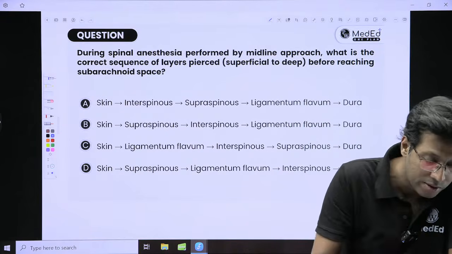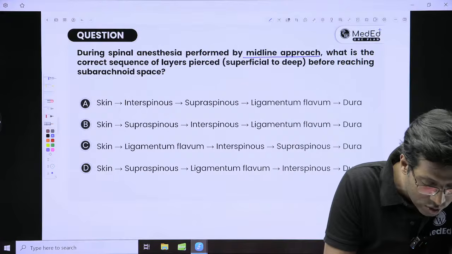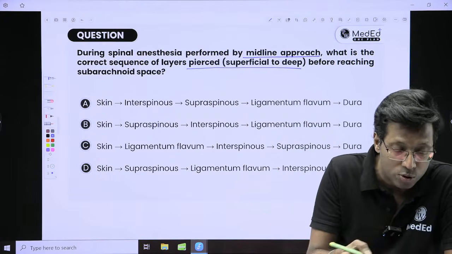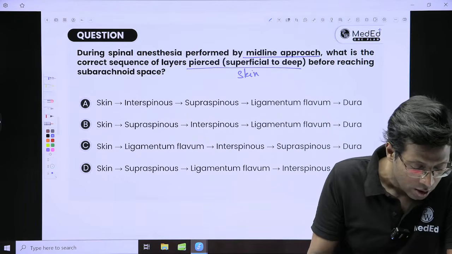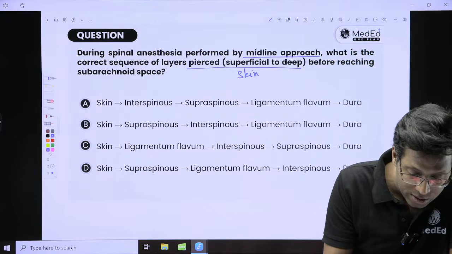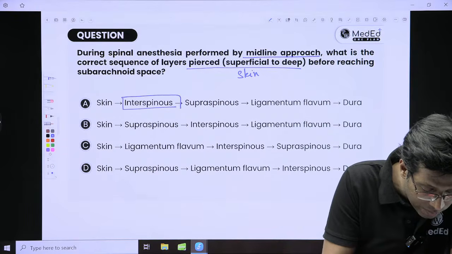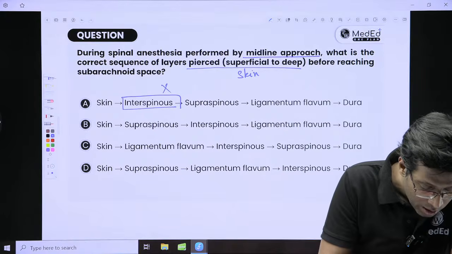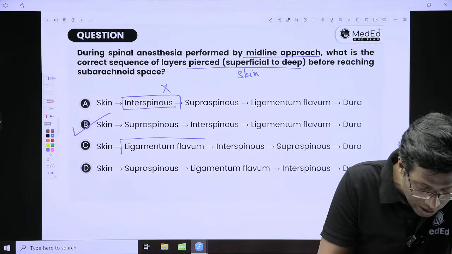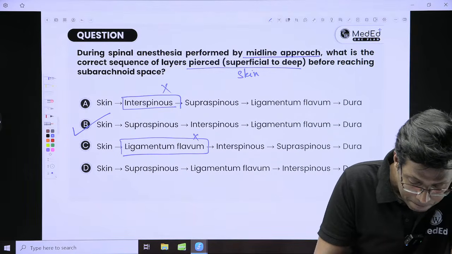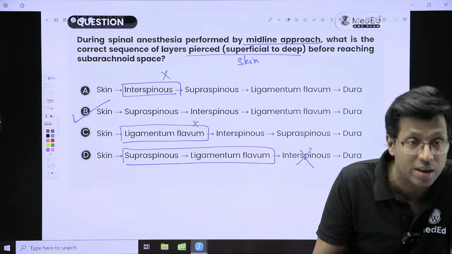So here they're discussing spinal anesthesia by the midline approach. What is the correct sequence of the layers pierced from superficial to deep? Outside, superficial is going to be skin, and deep is slowly going inside. So skin, interspinous, supraspinous, ligamentum flavum and then dura. Interspinous does not come immediately after the skin and then supraspinous. This is wrong. Skin, supraspinous, interspinous, ligamentum flavum. This is correct. After the skin, you will not get ligamentum flavum. And here up till here it's correct, but after the ligamentum flavum there is no interspinous ligament. So the correct answer is B.